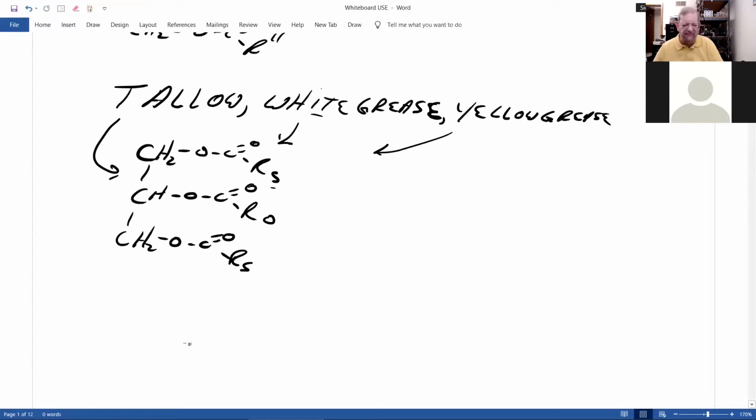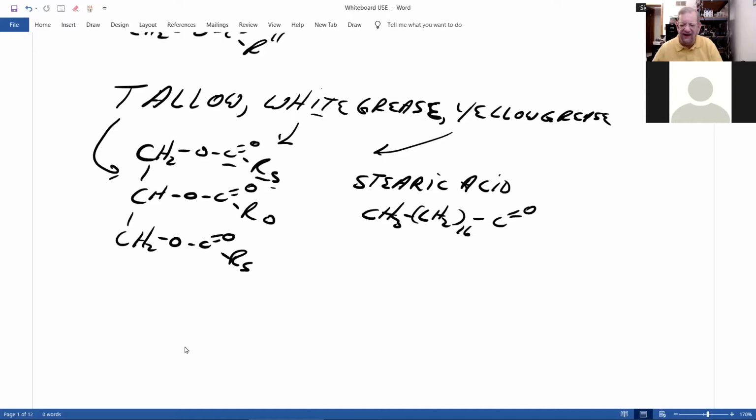One other thing. R sub O and the carbonyl is for stearic acid, and you should know the structure of stearic acid. It's got 18 carbons and it's saturated, meaning all carbon-carbon bonds are single bonds. And this is stearic acid. And this is what I mean by R sub S for this diagram.